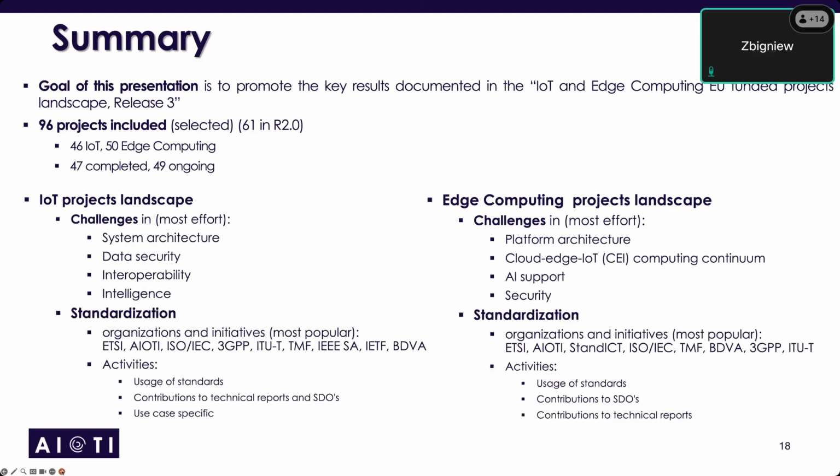So this is the third release of the landscape of the European projects. We analyzed 96 projects, compared to 61 in the previous report, so quite a lot more projects. 50 were from Edge Computing, 46 from IoT, and similarly 47 are completed and 49 are ongoing, taken into analysis.